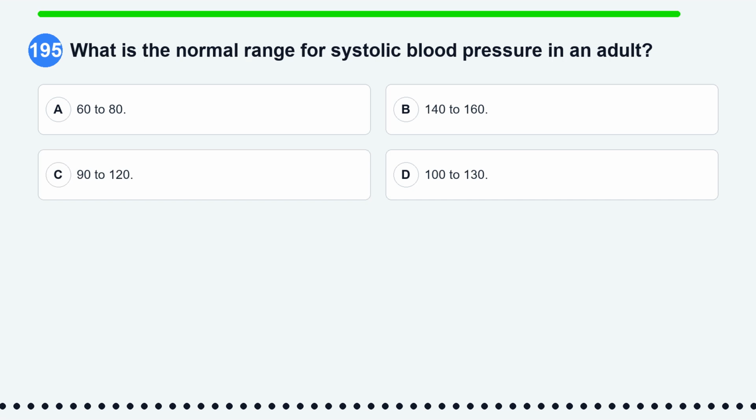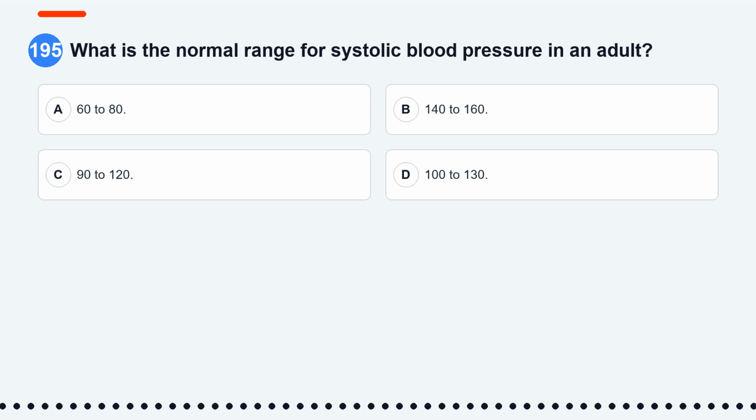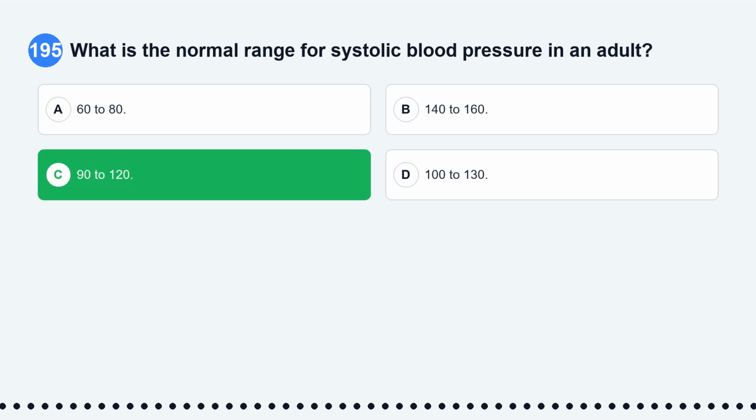Question 195. What is the normal range for systolic blood pressure in an adult? Option A, 60 to 80. Option B, 140 to 160. Option C, 90 to 120. Option D, 100 to 130. The correct answer is option C, 90 to 120.